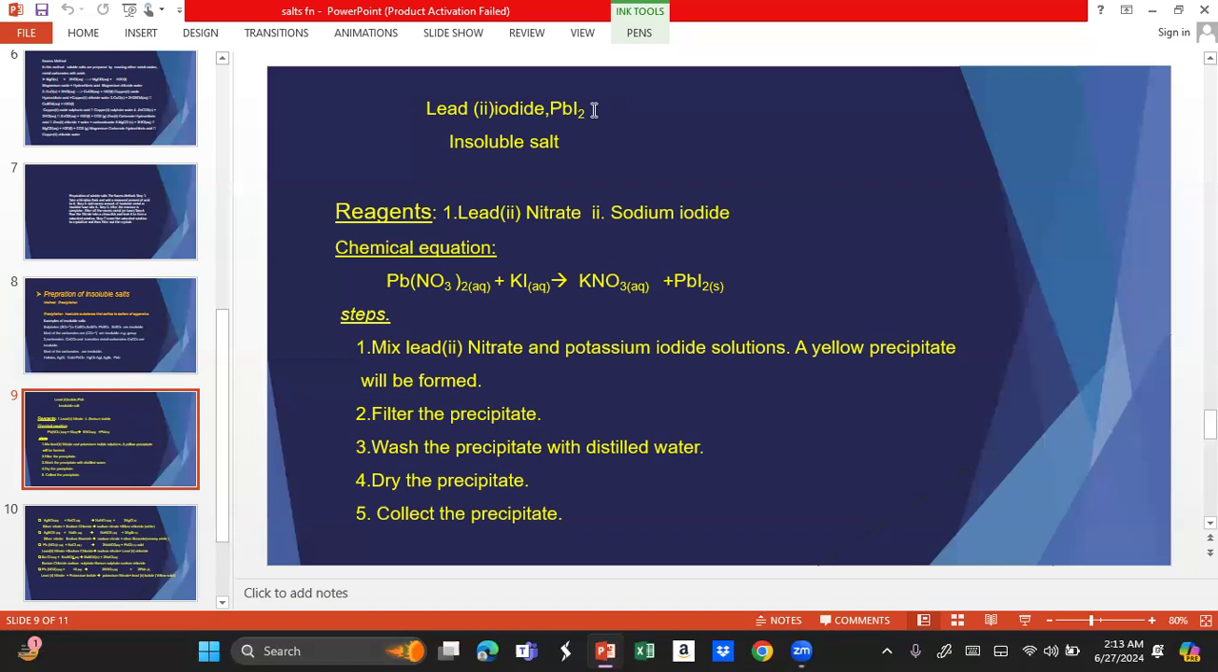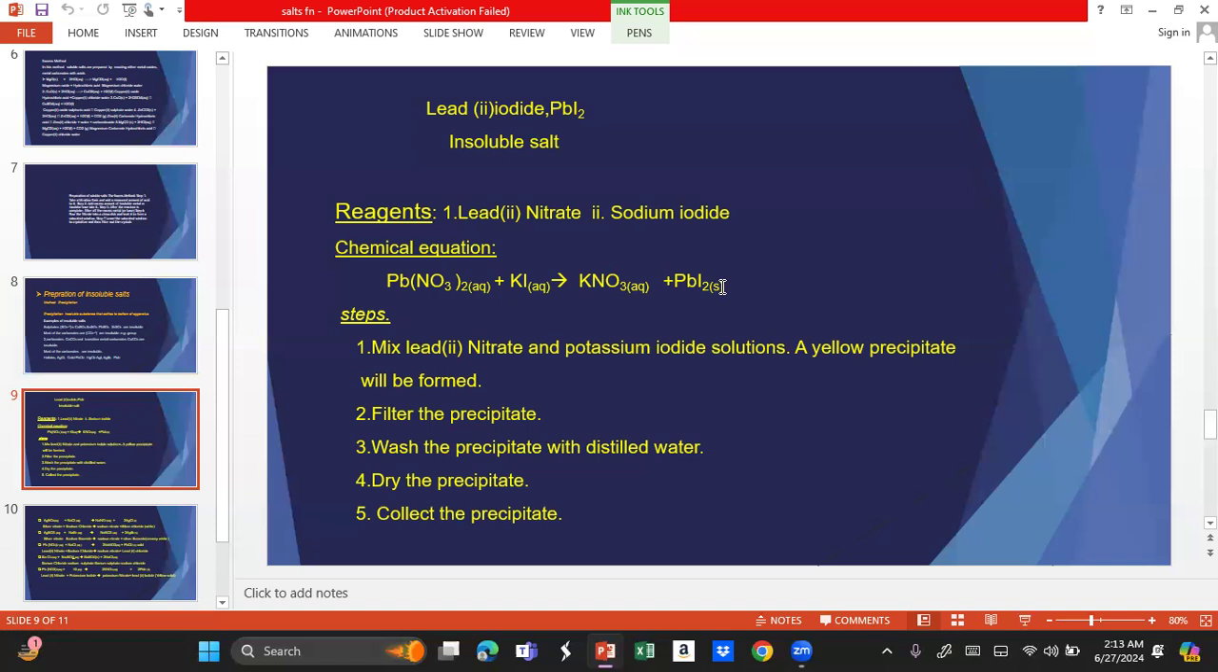If you have studied the properties of group 1 of the periodic table, your teacher might have discussed with you that their salts are mostly all soluble in water. So we have taken potassium iodide. When these two react together, they make potassium nitrate, which is a soluble salt; aq shows it is soluble. And a yellow precipitate is formed, which is PbI2, lead(II) iodide. This is what we are preparing basically.